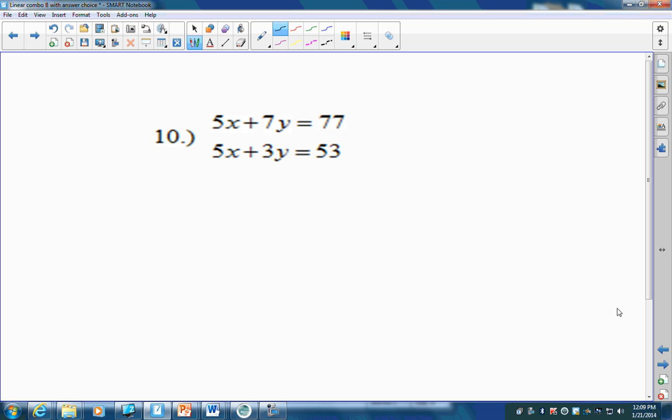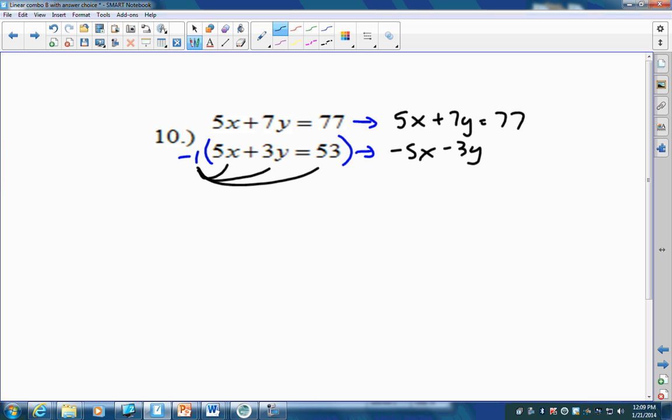Okay. Now, is there a letter that goes away, that cancels out right away? No. Is there a letter that looks the same? Yes, the x's. But one of them needs to be negative. I'm going to multiply the bottom equation by -1. Does it have to be that way? No, you could have done the top. I've got 5x plus 7y, and that's 77. Negative 5x, negative 3y equals negative 53. And then you'll be able to solve.